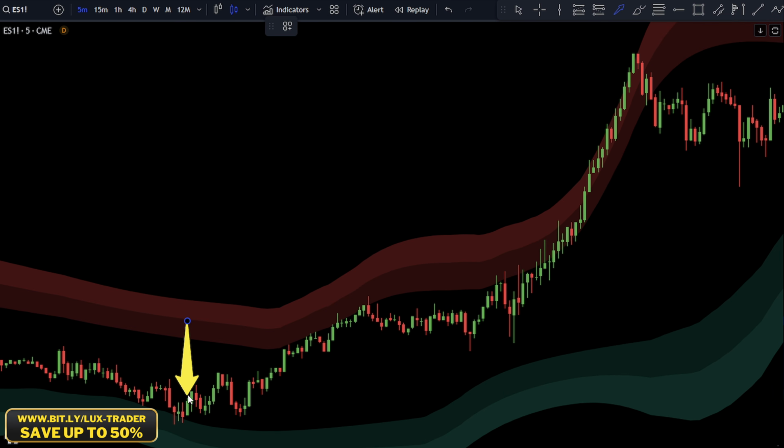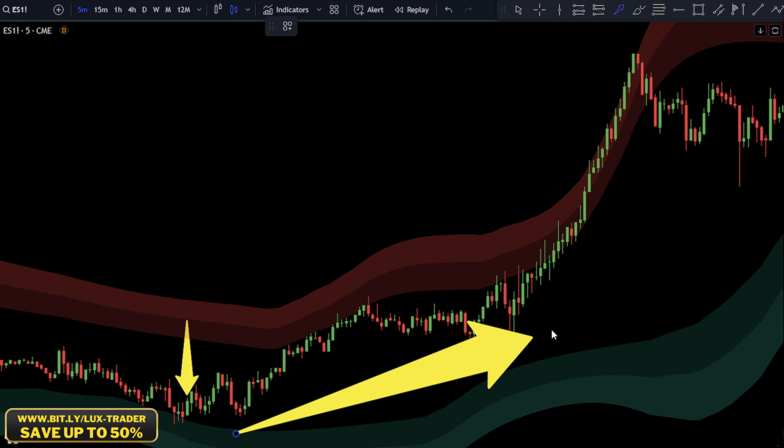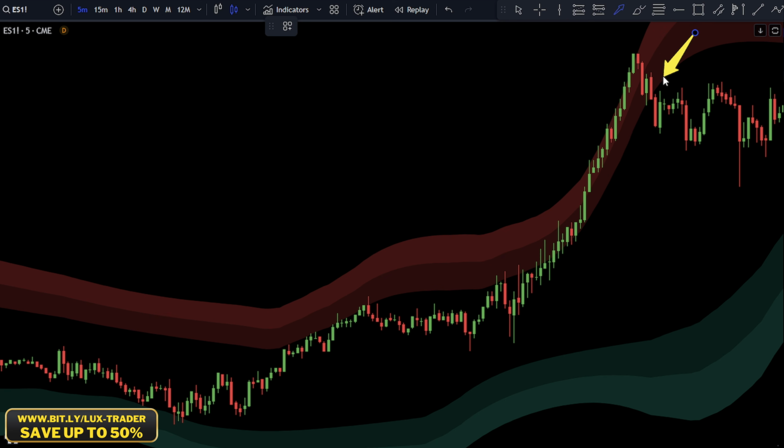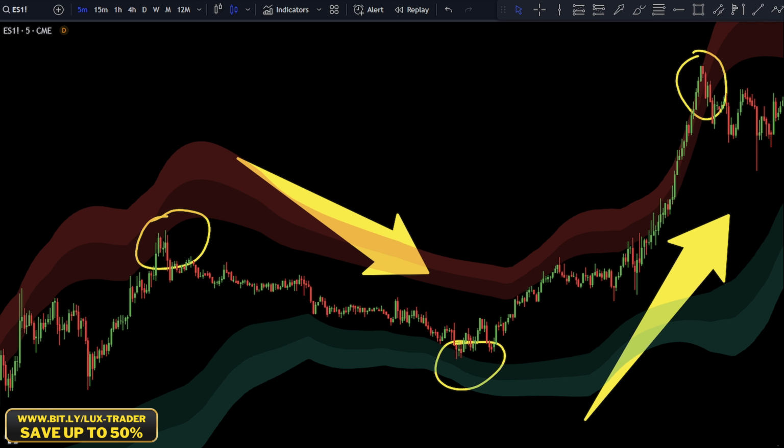For buy entries, we will wait for a bullish candlestick to close outside the lower green band. For sell entries, we will look for a bearish candlestick to close outside the upper red band. This ensures that we're only acting on strong signals when price breaks out of these reversal zones.